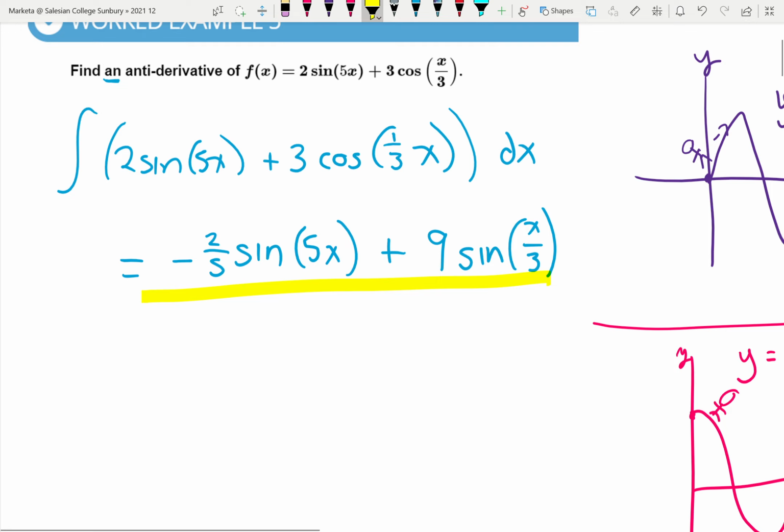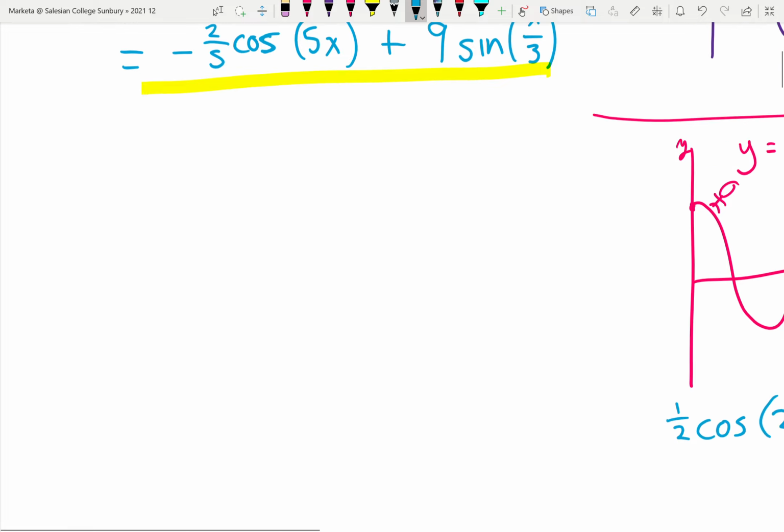Now hold on a second, I think I've written a sine there instead of a cos. So the sine will go to cos, of course. It's a bit of a silly mistake there. Okay, let's move down.